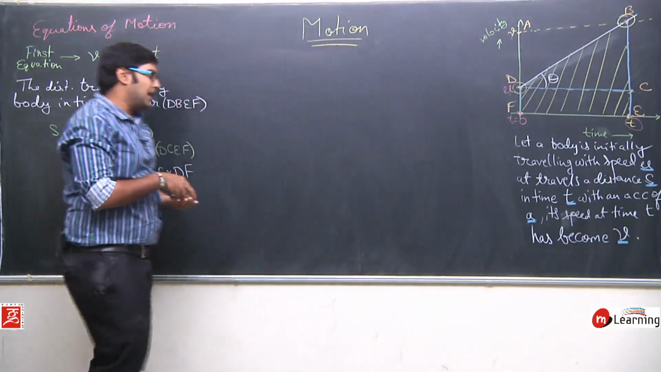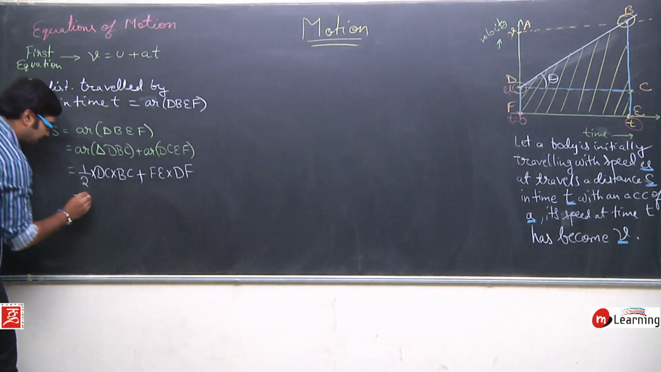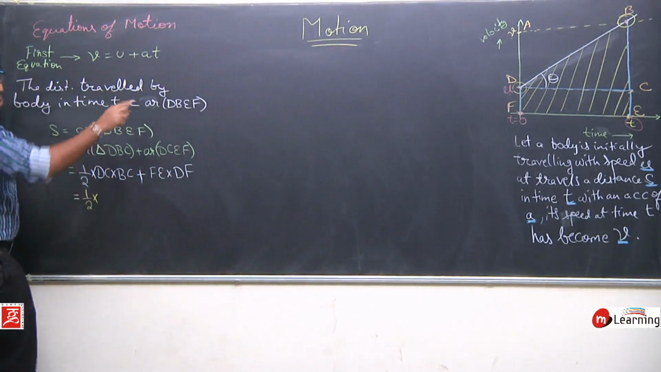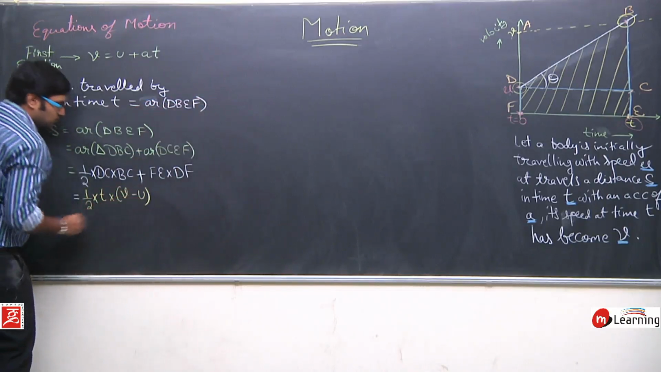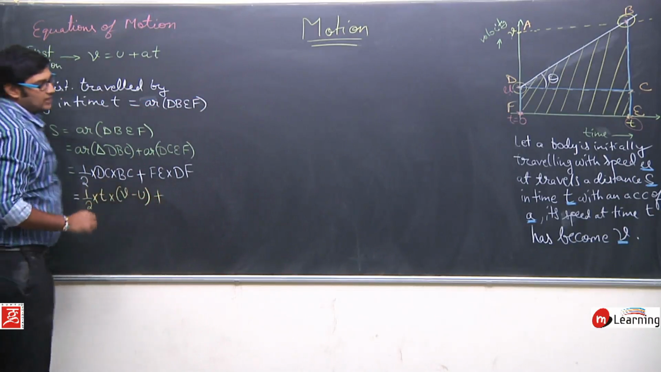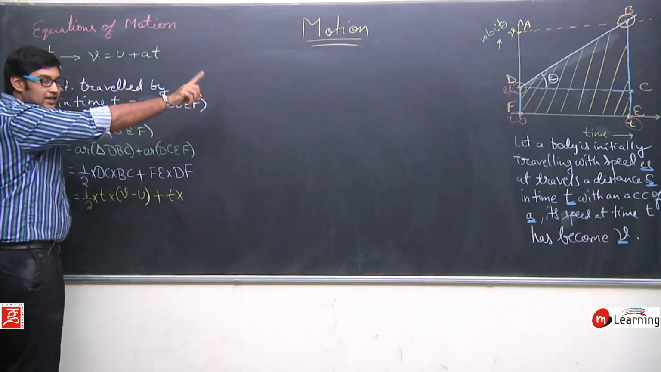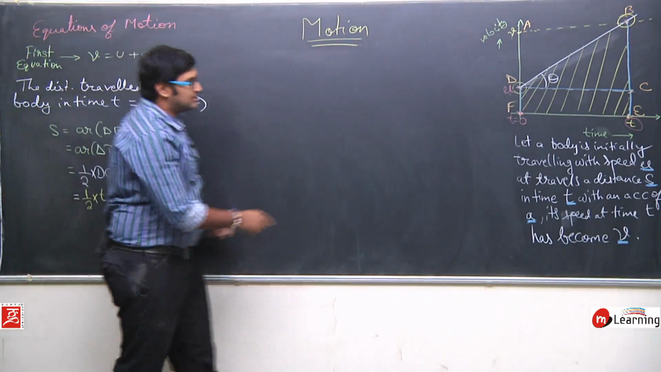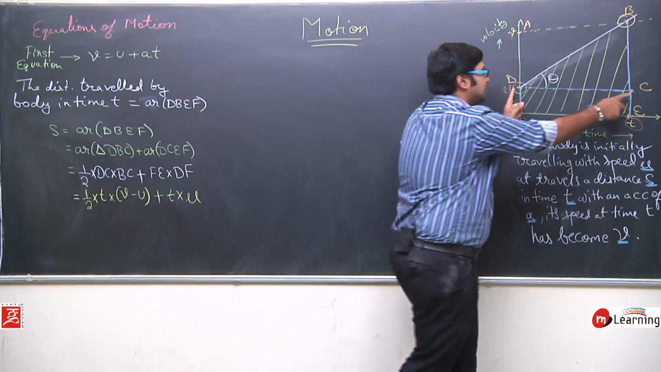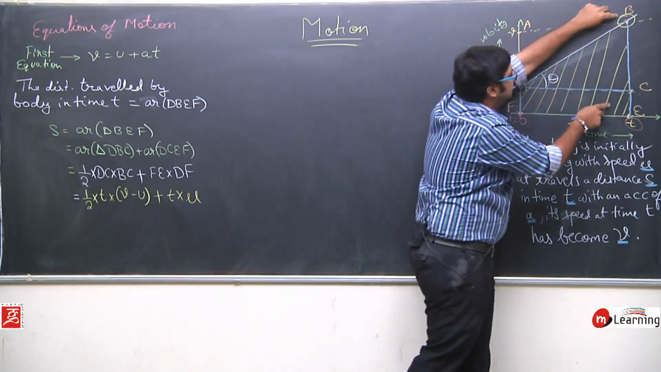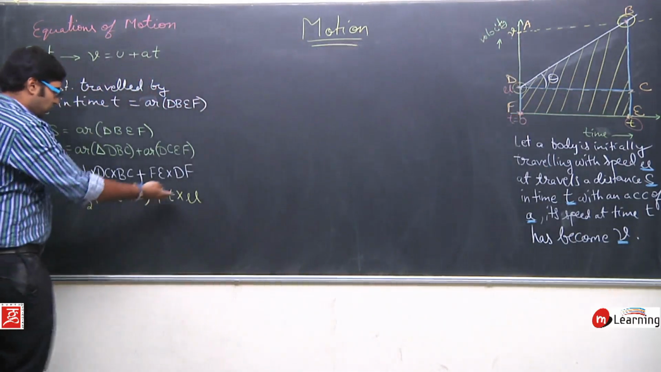So in place of BC I can write half into, and in place of DC is T, in place of BC I can write V minus U, okay. Now plus FE is again T into what is DF. Observe the DF, you can see it is U. This is the DF. This is U, this is FE, which is T, DC is also T, while this BC will represent V minus U, okay.